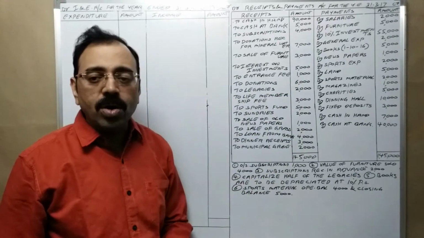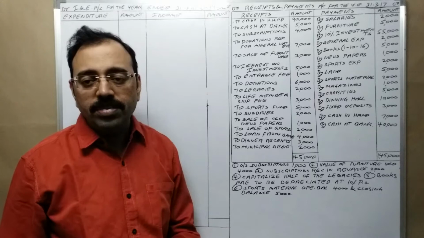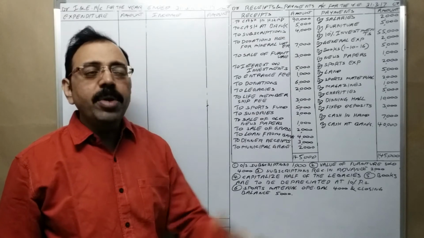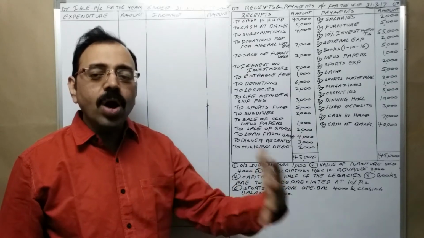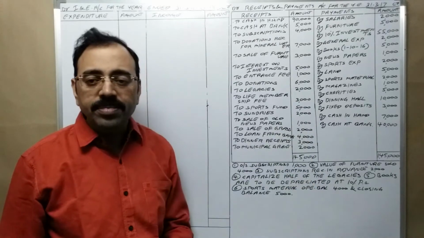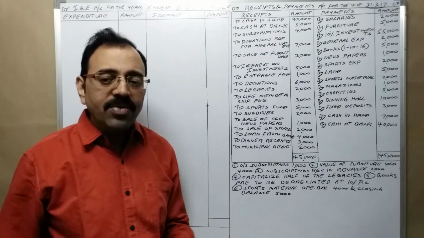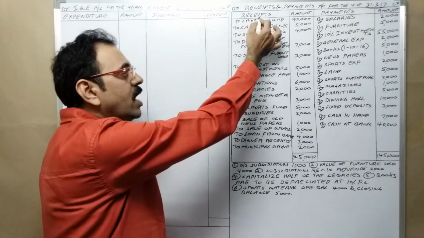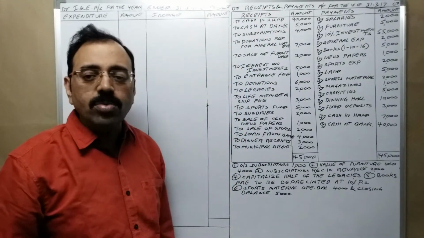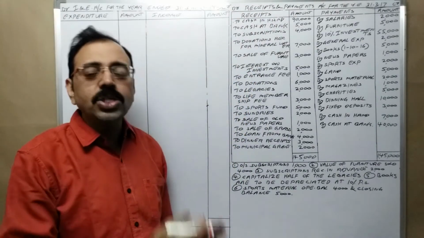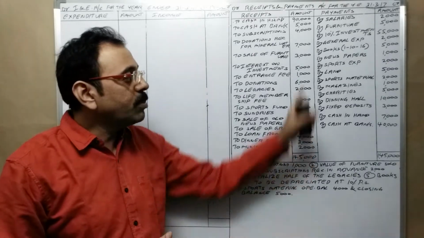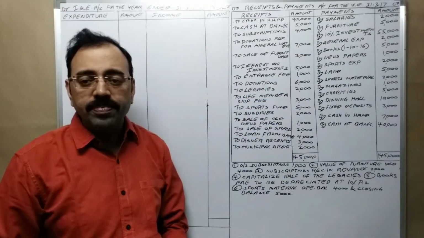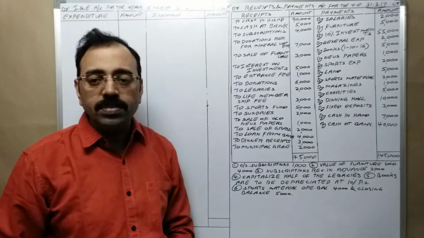Receipts and payments account is a real account. Therefore, as per the real account rule, debit what comes in, credit what goes out, we follow here. In the current year, if cash is coming, it becomes a receipt and it will be debited to this account. And if cash is going, it is a payment, it should be credited to this account. It is a real account.